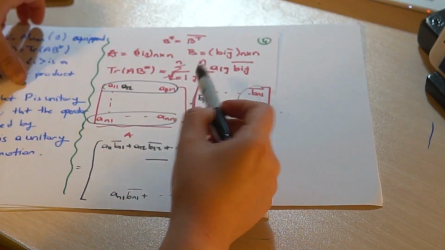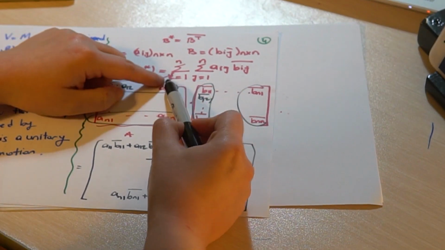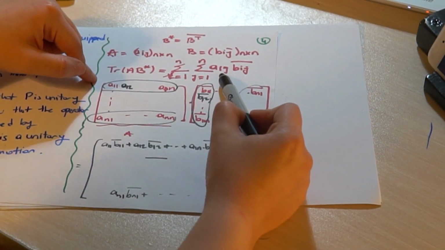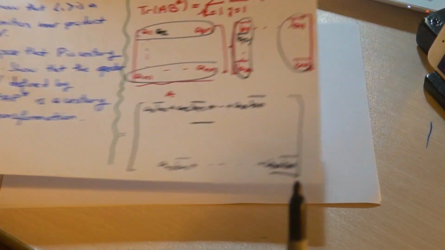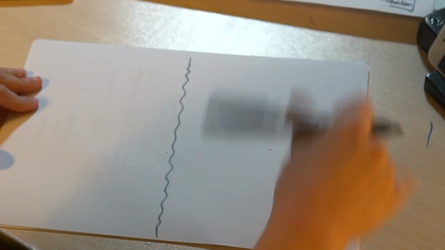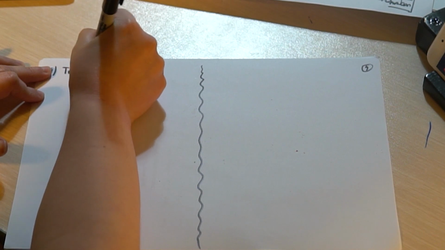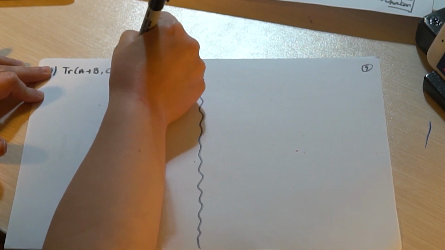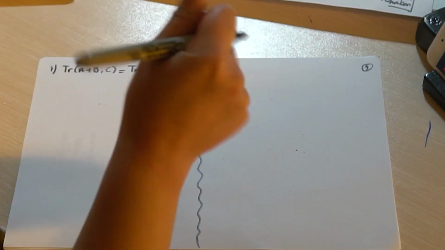So the trace of this one is the sum over I from 1 up to N, J from 1 up to N, of Aij times Bij conjugate. So now we need to show that this is a Hermitian inner product. First thing we need to show is that trace (A plus B)C is equal to trace AC plus trace BC.